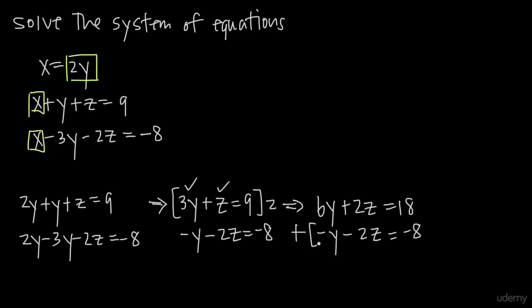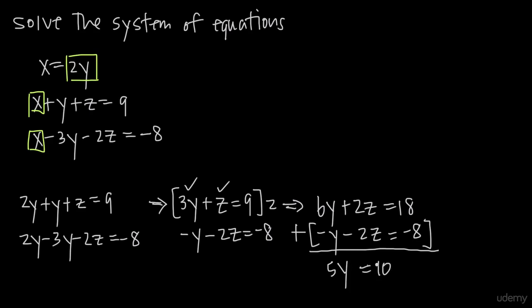So we want to add. So let's go ahead and put an addition sign and then put brackets around this so we understand what we're doing. 6y plus a negative y is just like 6y minus 1y, or 5y. 2z plus a negative 2z is like 2z minus 2z, which is going to be 0. So those two will cancel. And then 18 plus a negative 8, or 18 minus 8, is 10.